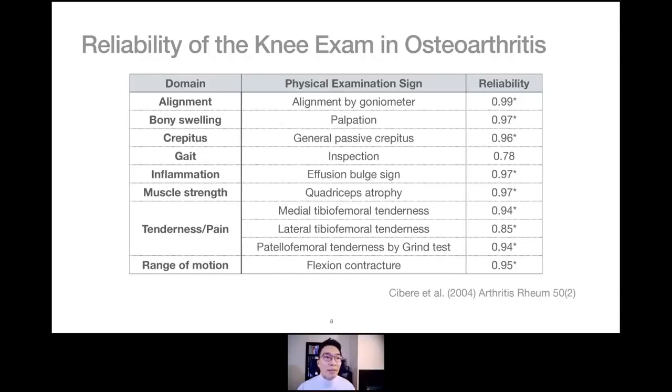Thinking about the alignment by goniometer, its reliability is about 99%. And the bony swelling that can be palpated by our hand shows about 97% reliability. The crepitus, which can be manifested with our passive range of motion test, shows about 96% reliability. And the inflammation can be detected by the effusion bulge sign, and muscle strength can be checked by quadriceps atrophy or the quadriceps muscle strength test, which shows 97% reliability. So it's really amazing. That's why we have to do multiple physical examinations and put together all the information to make sure if the patient has some kind of osteoarthritis.